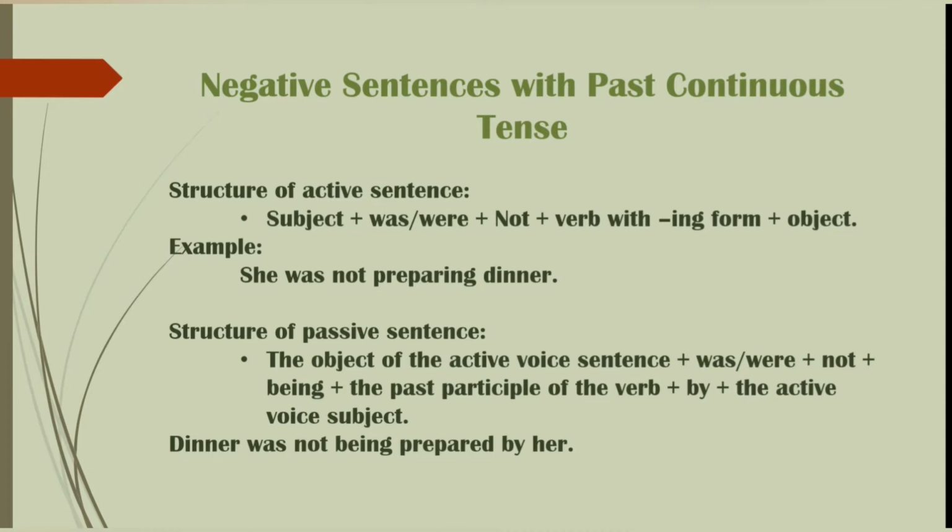To change the negative active voice sentence into passive voice, we have to place first the active voice object, then was or were, plus not, then being, after that the verb in past participle, plus by, and finally the subject of the active voice sentence. See, the first example now is in the negative form of the past continuous passive. Dinner was not being prepared by her.